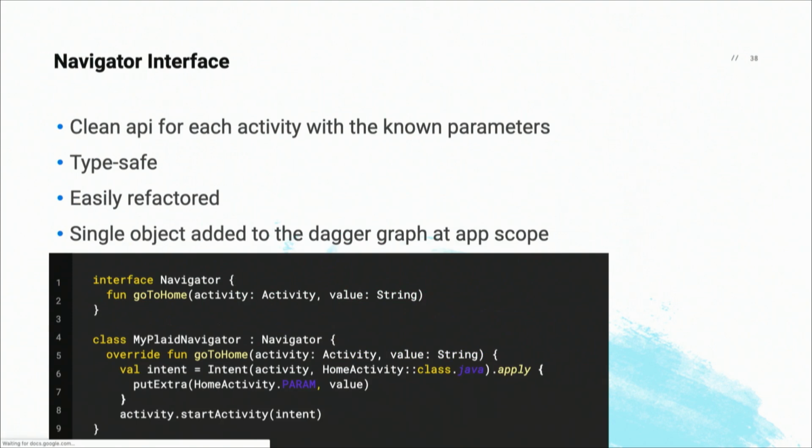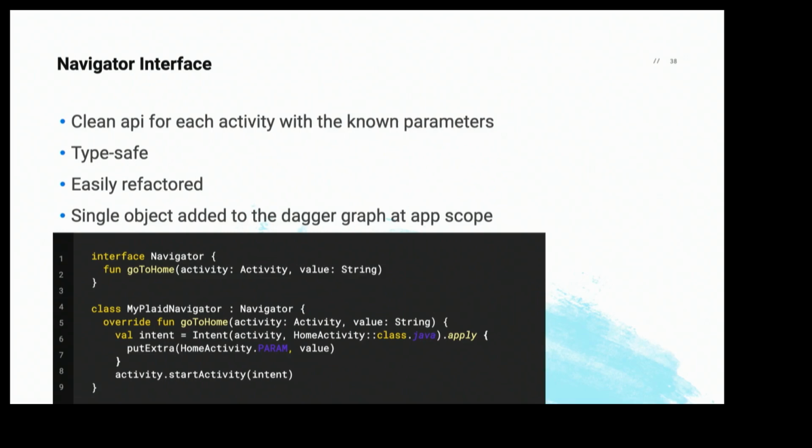So what we did is we created an interface in our base module. And because it's in the base module, all the feature modules can implement it and get access to it. That is our navigator interface. It just has a method like go to home, which takes in an activity that's going to be starting this intent, and the value string for our property that we're passing along.